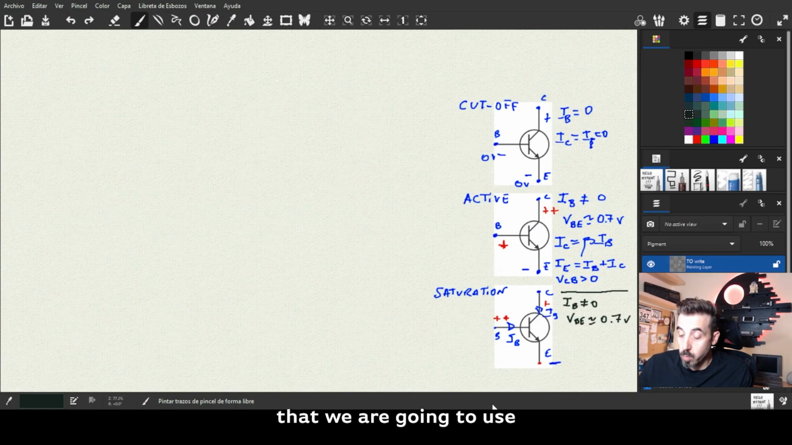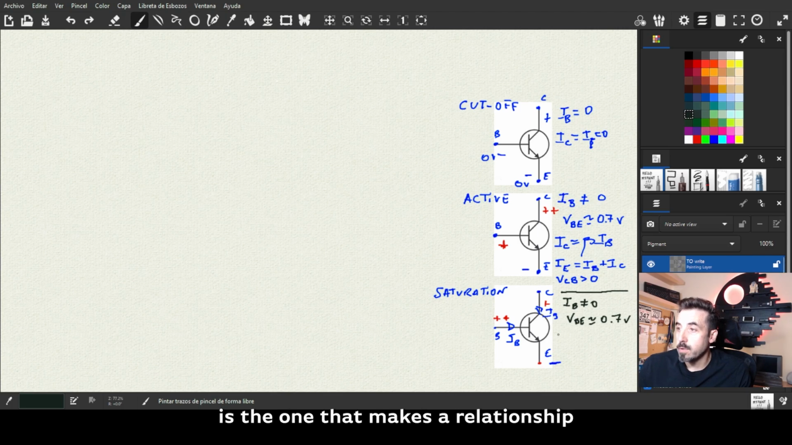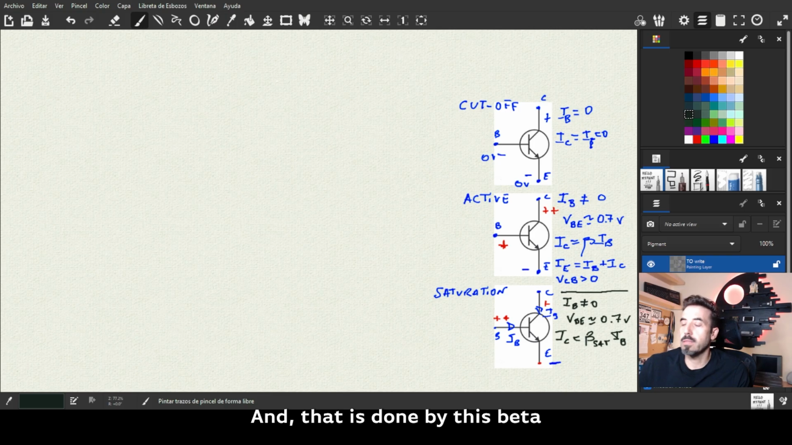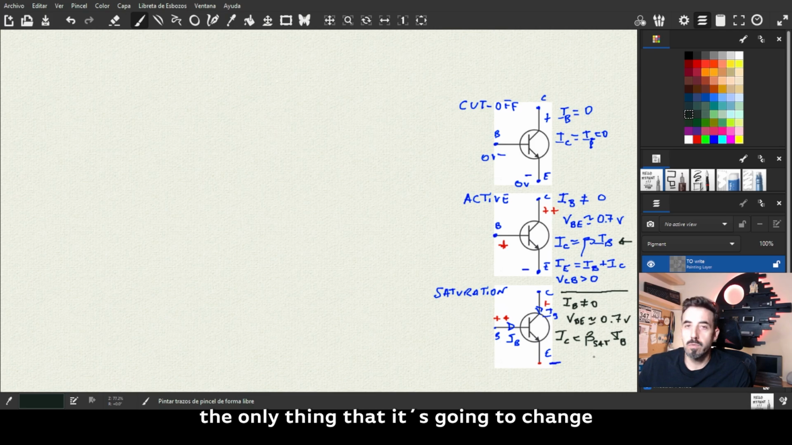The second equation that we are going to use is the one that makes a relationship between the current through the collector and the current through the base. And that is done by this beta, which is beta sat. Look, here the equation is almost the same. The only thing that is going to change is beta sat.